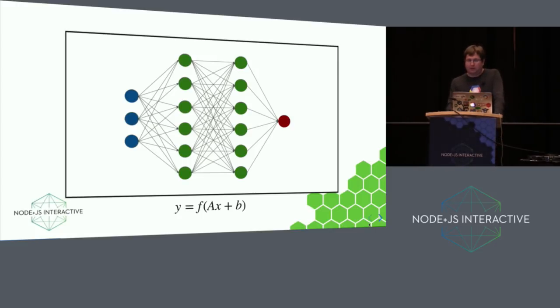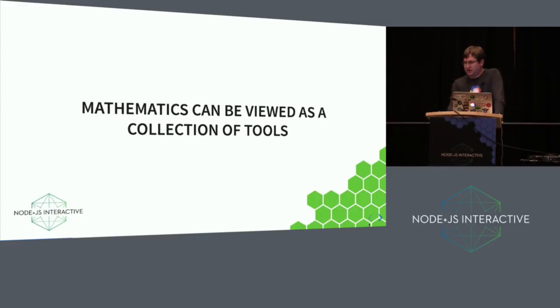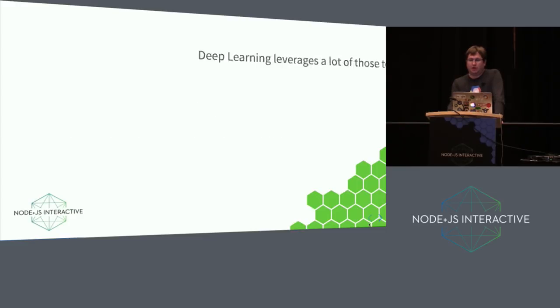We're taking input x, multiplying by a matrix, adding a vector, and then applying a nonlinear function on it. It has to be nonlinear. If it was linear, you just have a big matrix, and it wouldn't be interesting. Right? So this is the key takeaway, that in deep learning, it's really a lot of hardcore math underneath it. And math can be viewed as a collection of tools. Right? Deep learning leverages a lot of these tools.